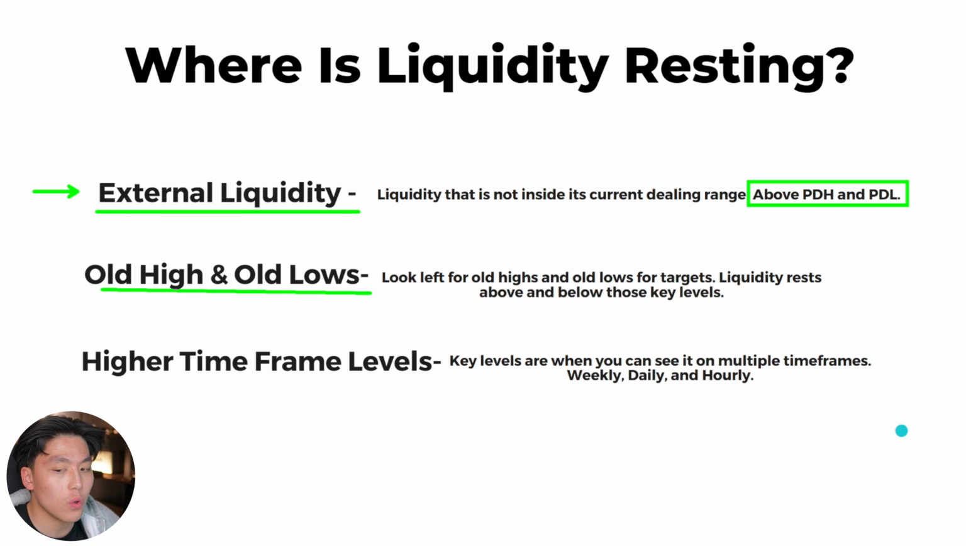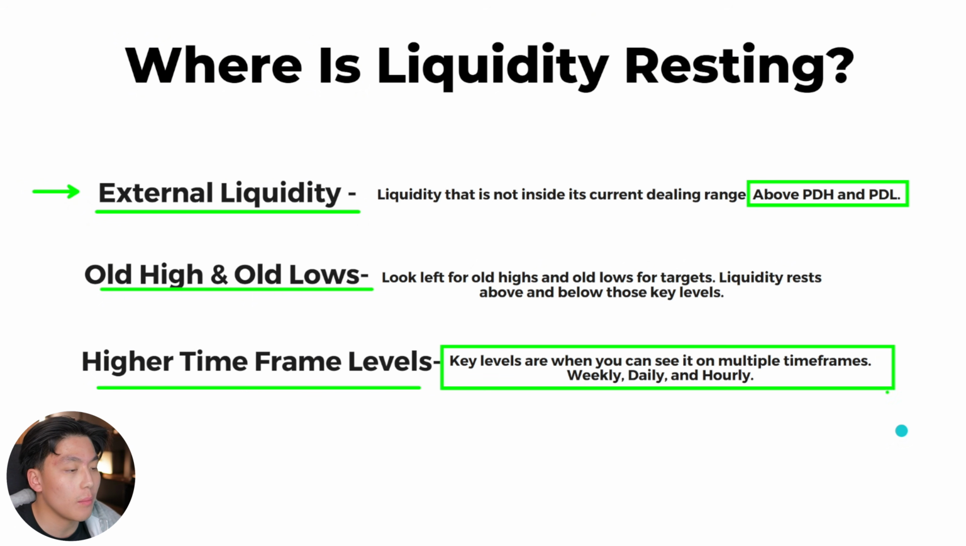Next, what we have is old highs and old lows. Look left for old highs and old lows for targets. Liquidity rests above and below those levels. If we're not looking for your previous day's highs and previous day's lows, then we're going to be looking for old highs and old lows. This can be the previous week's highs or the previous week's lows. And then finally, what we have here as well is higher time frame key levels. This can be seen on multiple time frames: the weekly, the daily, the 1 hour. This is basically the exact same thing as old highs and old lows.